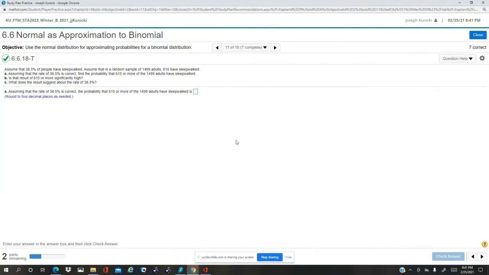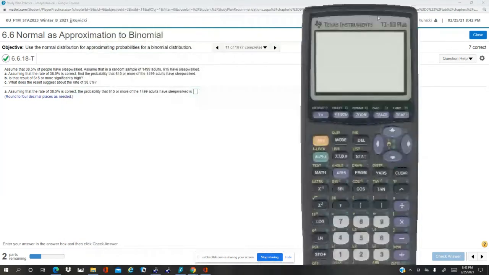So what we want to do is to estimate x bar, or mu and sigma. If it's going to be a normal, we need mu and sigma. All right, so if we assume that 38.5% have sleepwalked, then that's our expected proportion. So to open up the calculator, we need x bar and s.